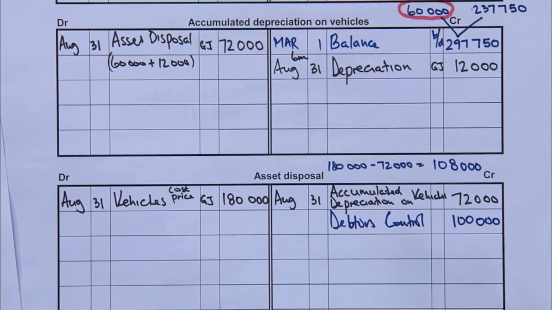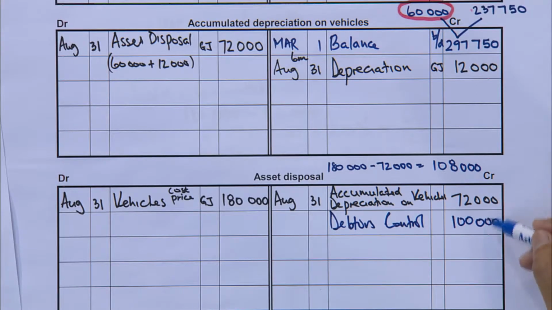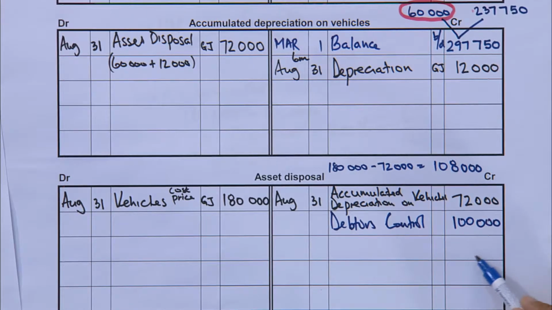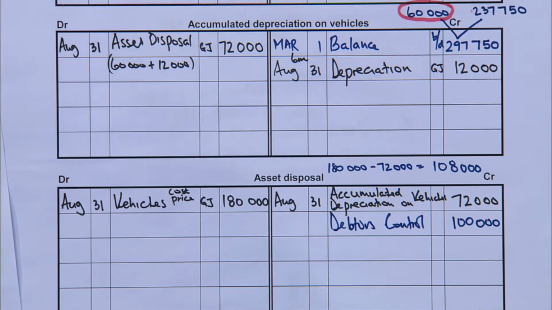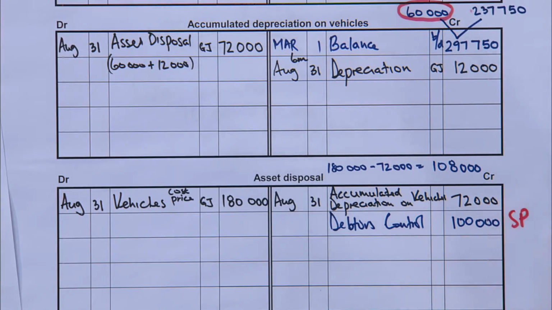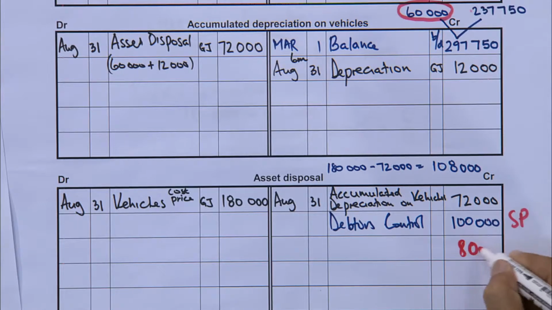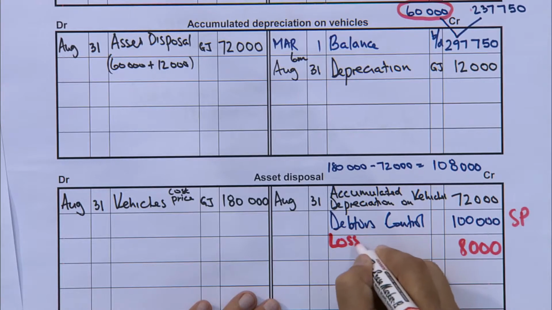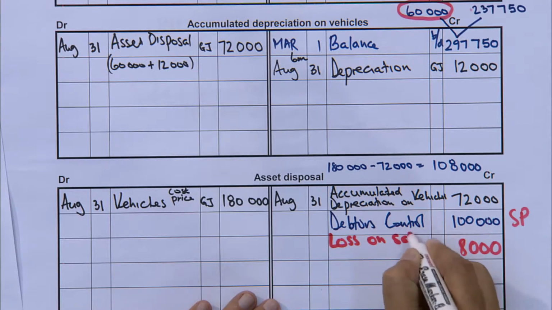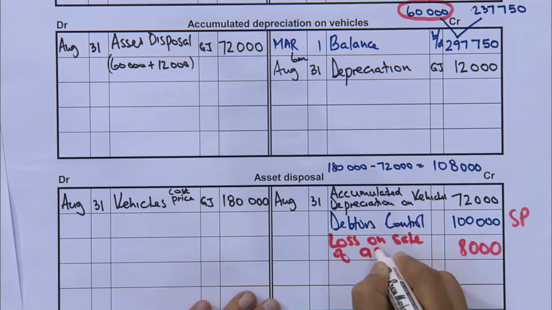Right. And as you can see, this gives me 172,000 and there's 180,000. So the missing amount will appear on the credit side. I'm selling it for 100,000. That will be the selling price. I'm selling it for 100,000, but it's worth 108,000. So I will be incurring a loss of 8,000. So that will be loss on sale of asset.